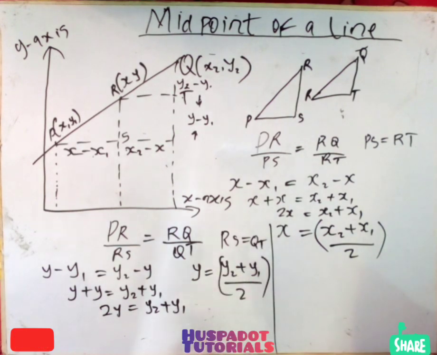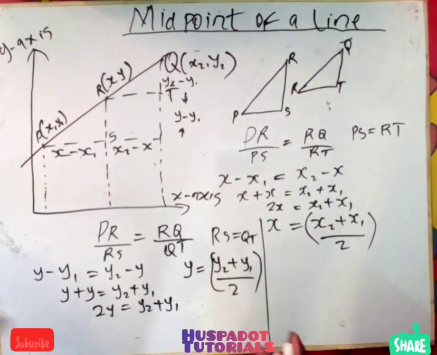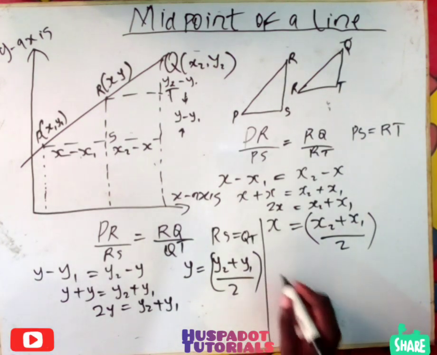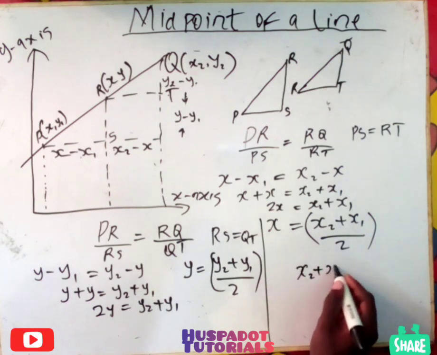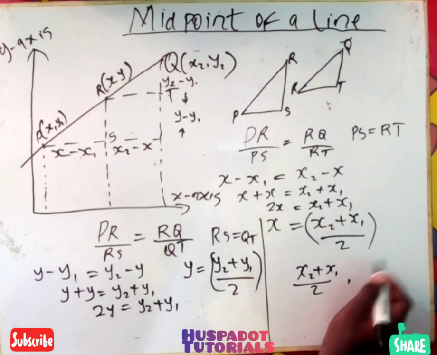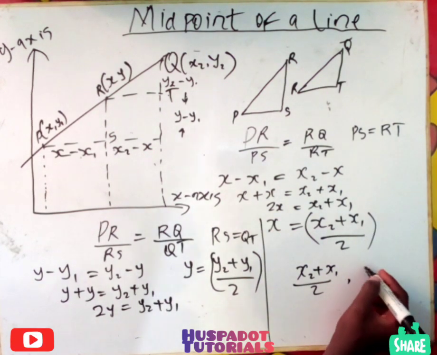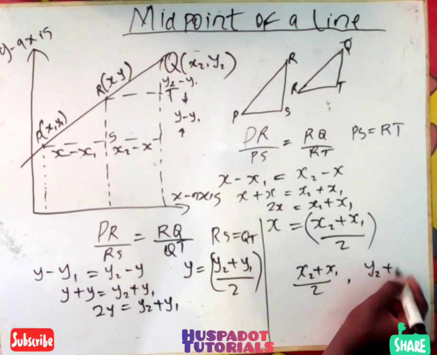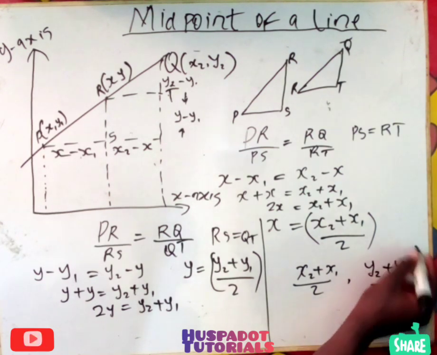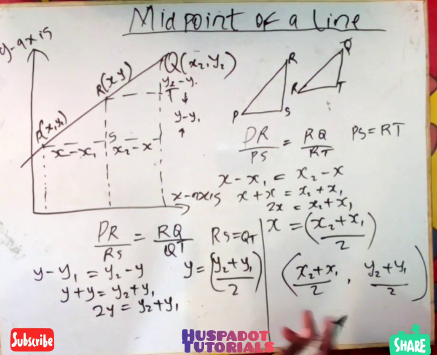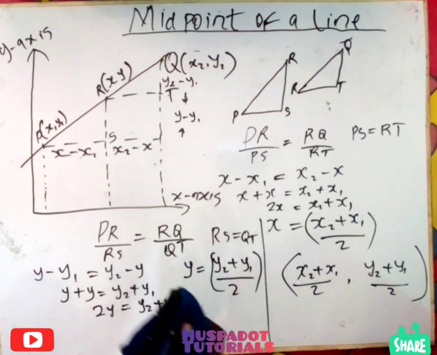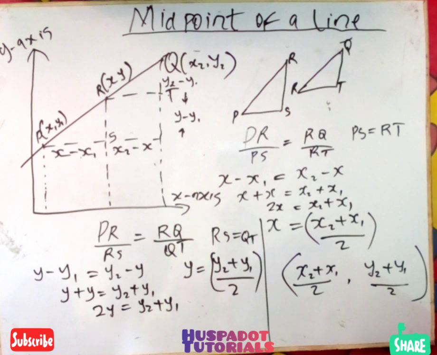So now the coordinate of the midpoint of the line will be x2 plus x1 over 2, and y2 plus y1 over 2. So these are the two coordinates for the midpoint of the line. Now let's check out examples on what we just explained.